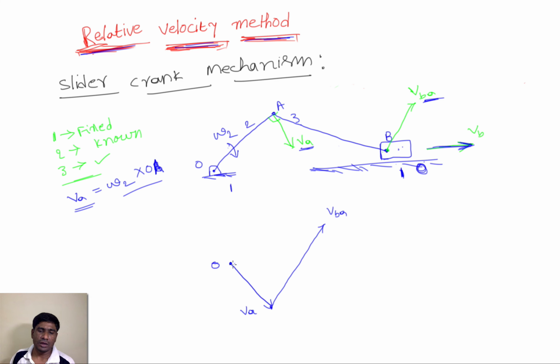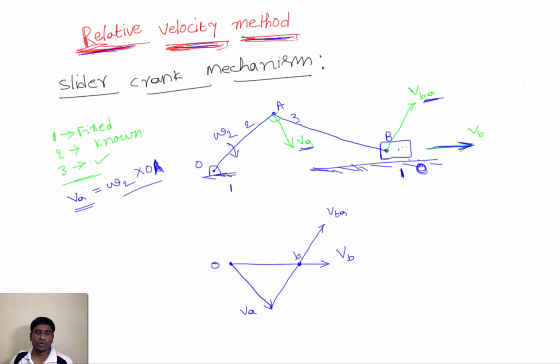So you can draw the velocity of the slider, which is always horizontal and in this direction, with respect to O, because it's directly moving on the reference plane, ground or reference link 1. So that can be drawn directly from the fixed point O. These two are meeting at this position, so this can be written as point b, because this is VBA and this is the VB vector, so both are touching here.